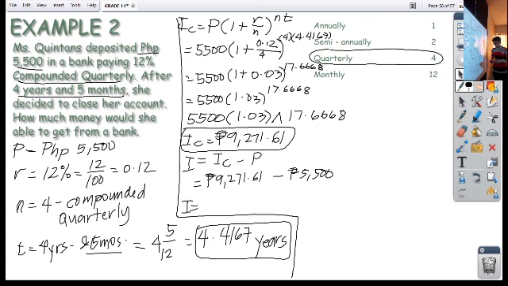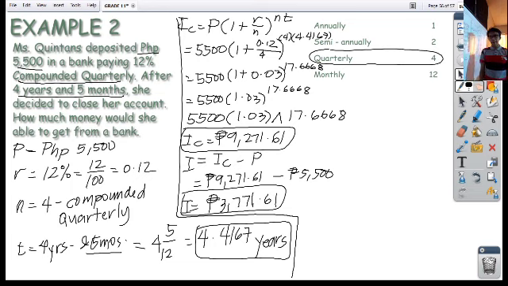Yan. So, let us subtract 9,271 and 61 cents minus 5,500. So, that is, the interest charge is 3,771 pesos and 61 cents. So this is our next sets of answers. If you have some question, just comment down and then babasahin ko yan at i-entertain kita.